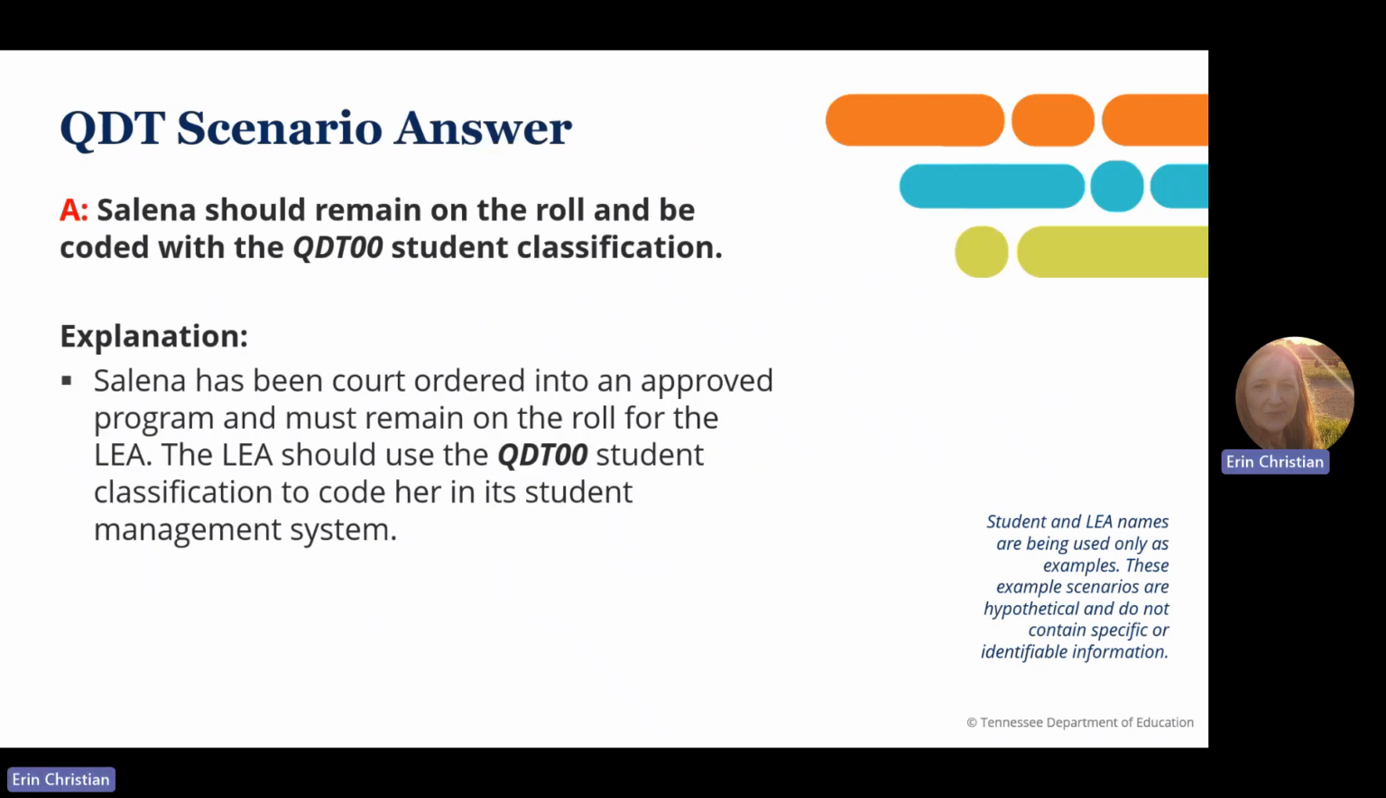A. Selena should remain on the roll and be coded with the QDT 00 student classification. Explanation. Selena has been court-ordered into an approved program and must remain on the roll for the LEA. The LEA should use the code QDT 00 student classification to code her in its student management system.